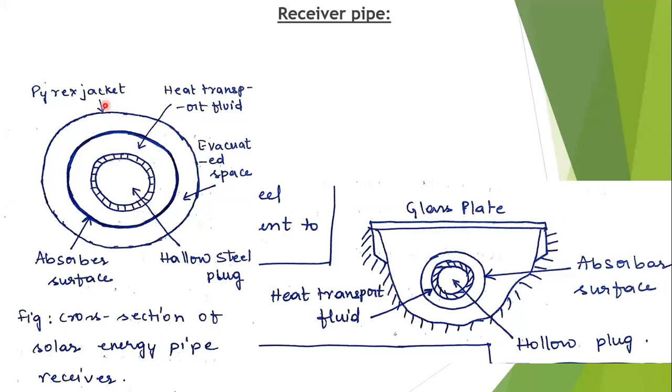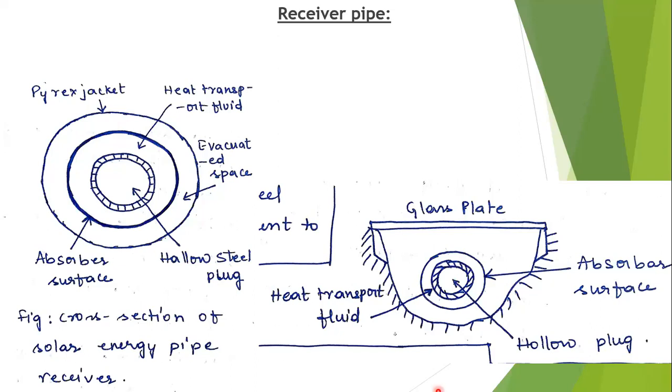The absorber pipe is enclosed in a glass Pyrex jacket. This acts as a jacket to decrease the thermal losses by convection and radiation. We are having thermal losses: convection, conduction and radiation. What are the two thermal losses we want to reduce? Convection and radiation. In order to reduce these two losses, we are enclosing the absorber pipe in a glass jacket.